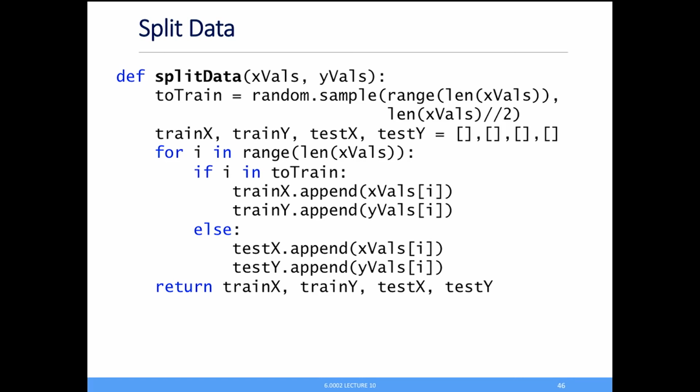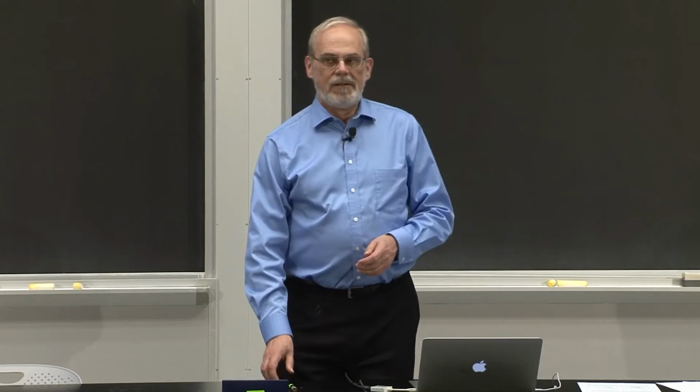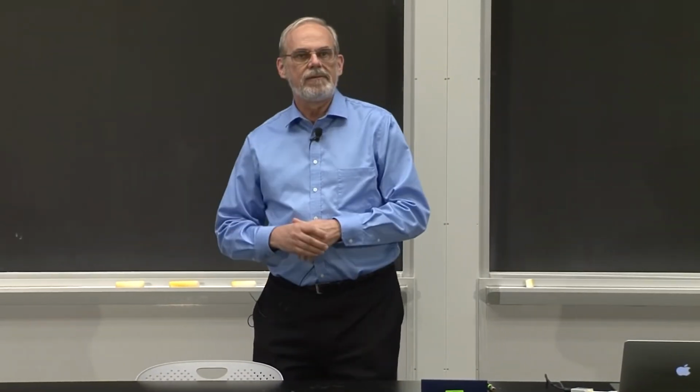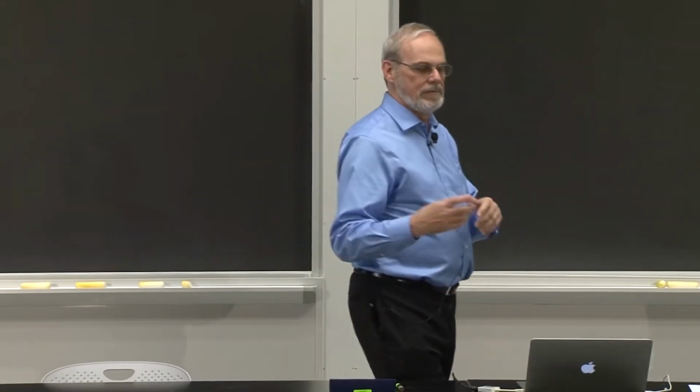Because now notice what I can do. I'm going to set up x and y values for a training set, x and y values for the test set, and I'm just going to run through a loop here where if this index is in that list, I'll stick it in the training set. Otherwise, I'll stick it in the test set. And then I just return them. So this is a really nice way of, at random, just splitting the data set into a test set and a training set.